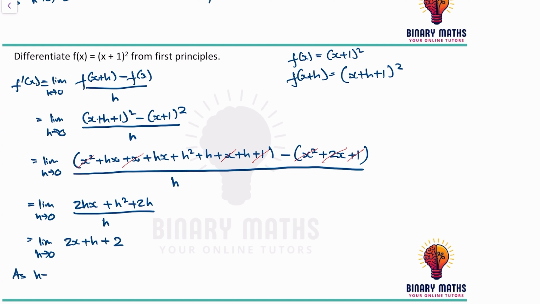So as h tends to 0, 2x plus h plus 2 tends to, the h will disappear, so I'm left with 2x plus 2. Therefore, f dash of x is equal to 2x plus 2.